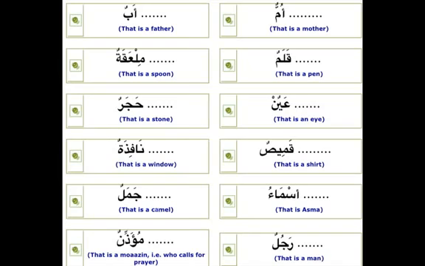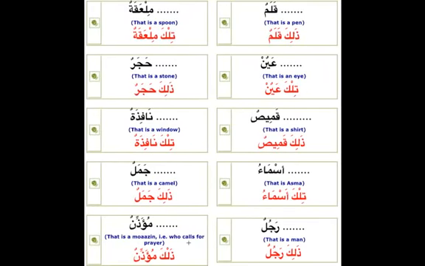Jamalun is camel, and it is a male camel. So we say ذلك جمل. مؤذن, the one who calls for prayer, so you say ذلك مؤذن. So those are the answers if you want to know.